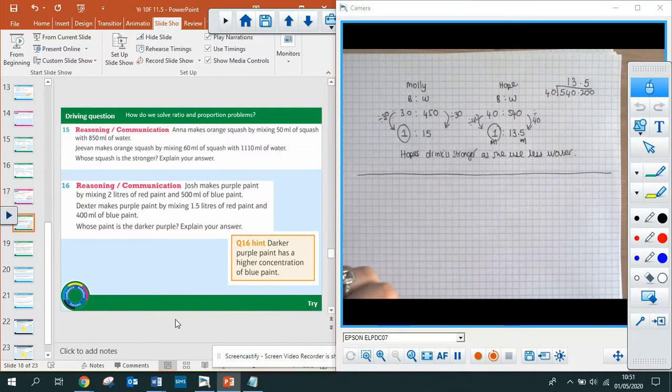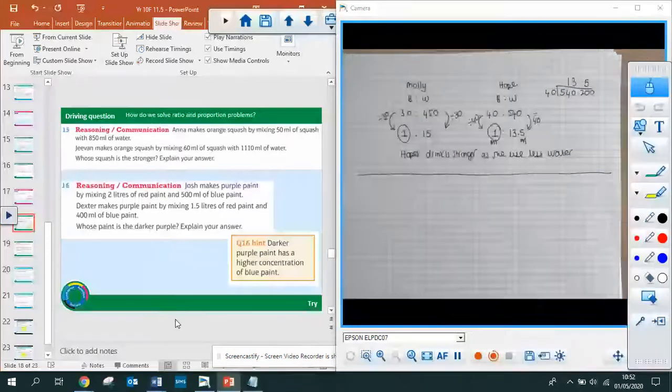Okay, pause the video then please and have a go at the 2 questions that are on the screen. I'll leave this example there so that you can refer to it if you need it, but play when you're ready to go through the solutions.